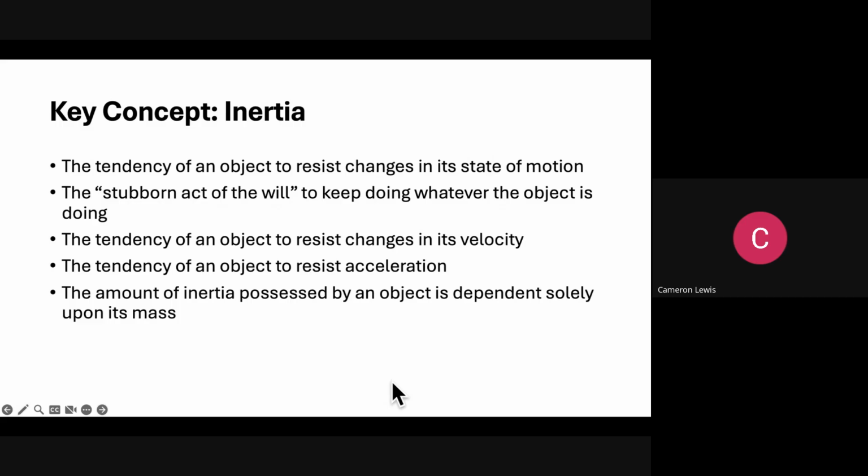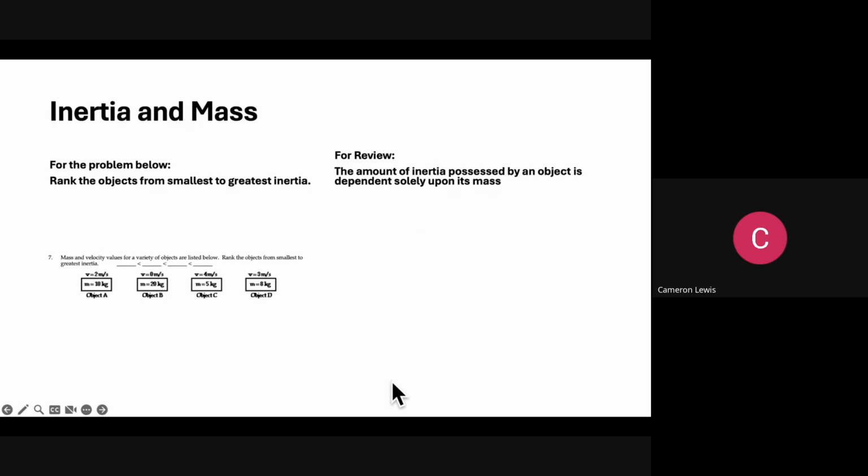That last one is very important. The amount of inertia possessed by an object is solely dependent upon its mass. I have a problem to go right into it. We have these four objects, A, B, C, and D, and we want to rank the objects from smallest to greatest inertia. Now, we just said it, I put it in the review: the amount of inertia possessed by an object is dependent solely upon its mass.